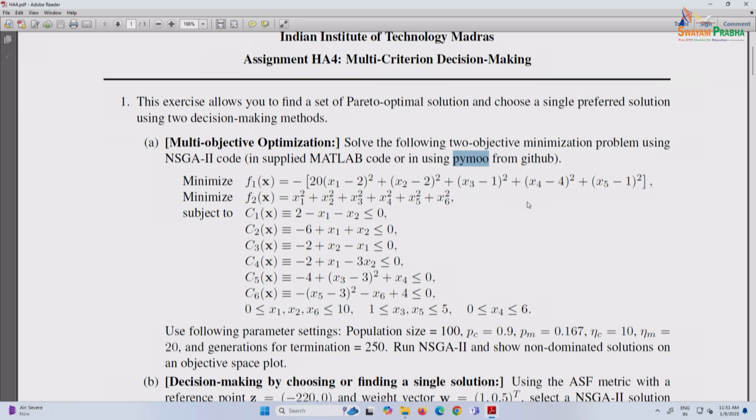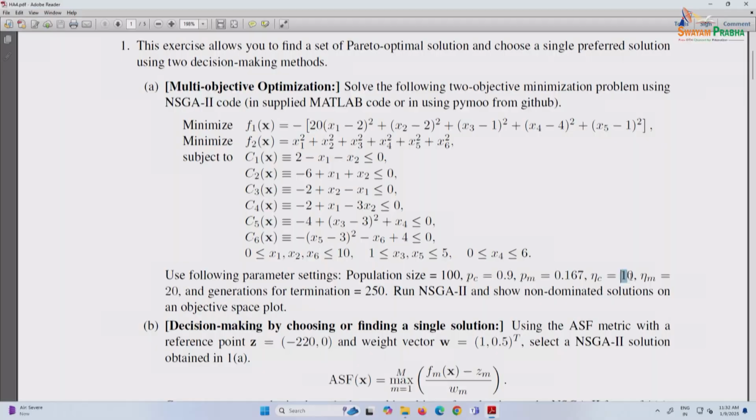You may want to find if I've already coded it as one of the cases. If yes, then fine. Sometimes I have different versions of this, so make sure it's the same coefficients, everything you have. Run this with 100 population size, 0.9 crossover probability, and mutation probability usually 1 over the number of variables, so 1 over 6, which is 0.167, and eta c, eta m, the standard values. We run a little longer because this is a little complex problem to solve, to be sure that we get very close to the Pareto set. And then you show the non-dominated solutions in the objective space plot.